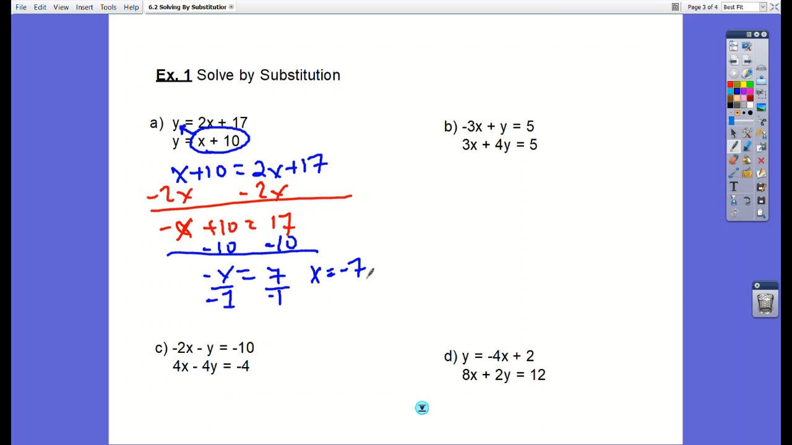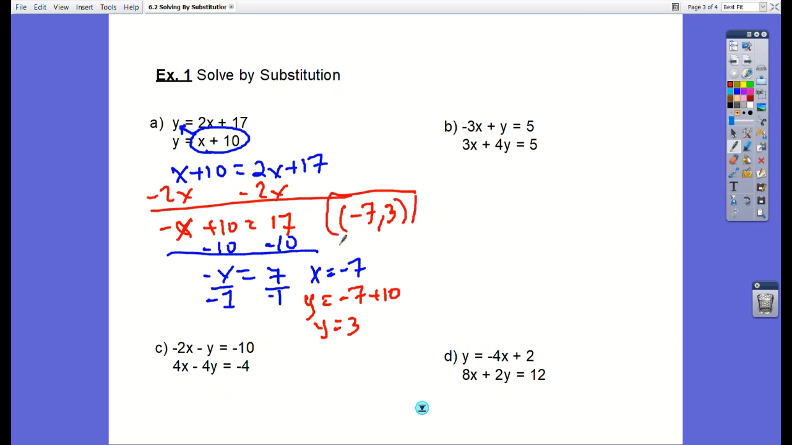Now, Sam, what equation do we want to plug that into? I'm going to plug that into y equals x plus 10. Yeah, that's going to be the easiest one to plug it into. So y equals negative 7 plus 10. So y equals 3. Our answer here, negative 7 comma 3.